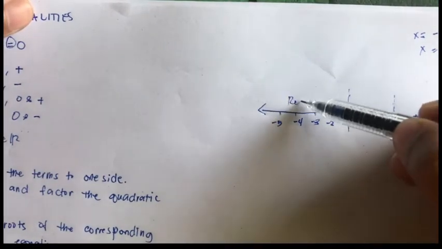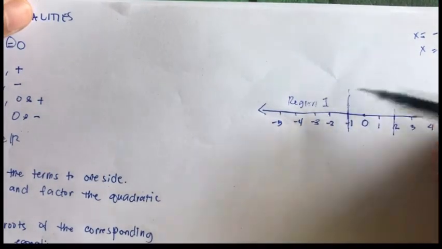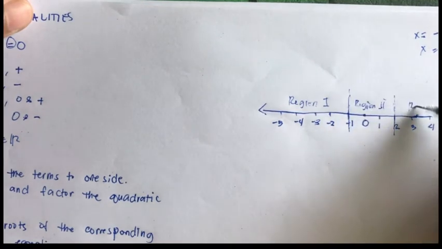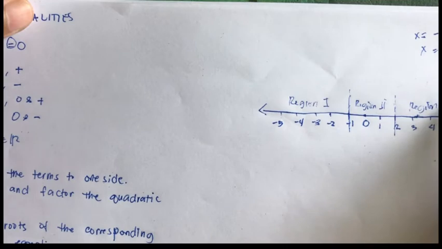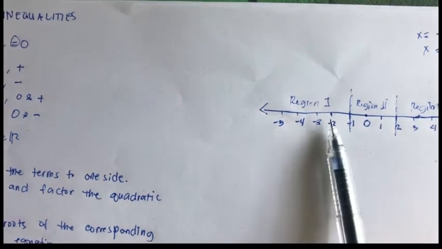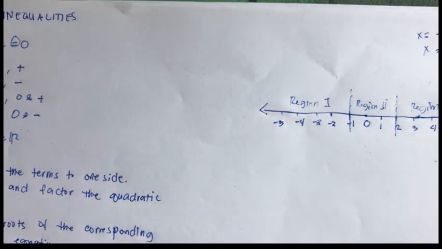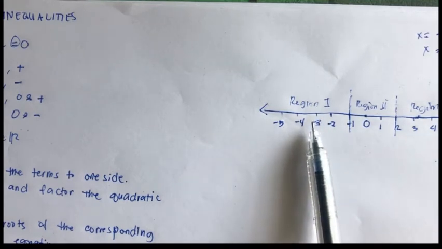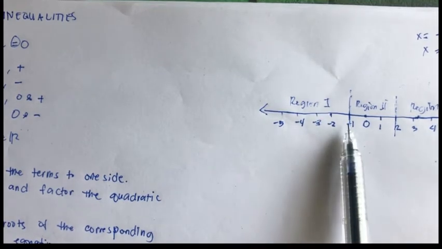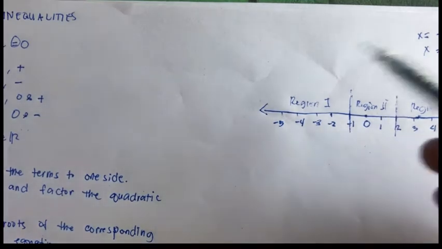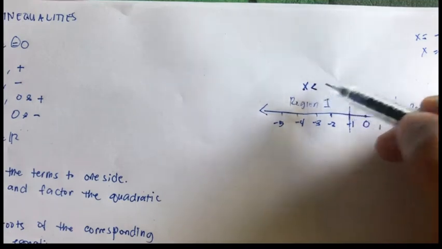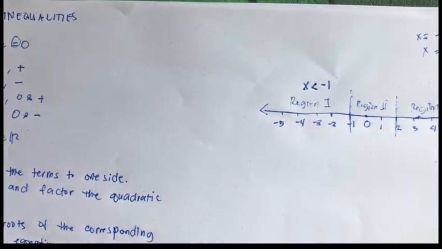So we have here region 1, region 2, and region 3. So on the first region, what does it indicate? So the values are less than negative 1. So we have here x is less than negative 1.